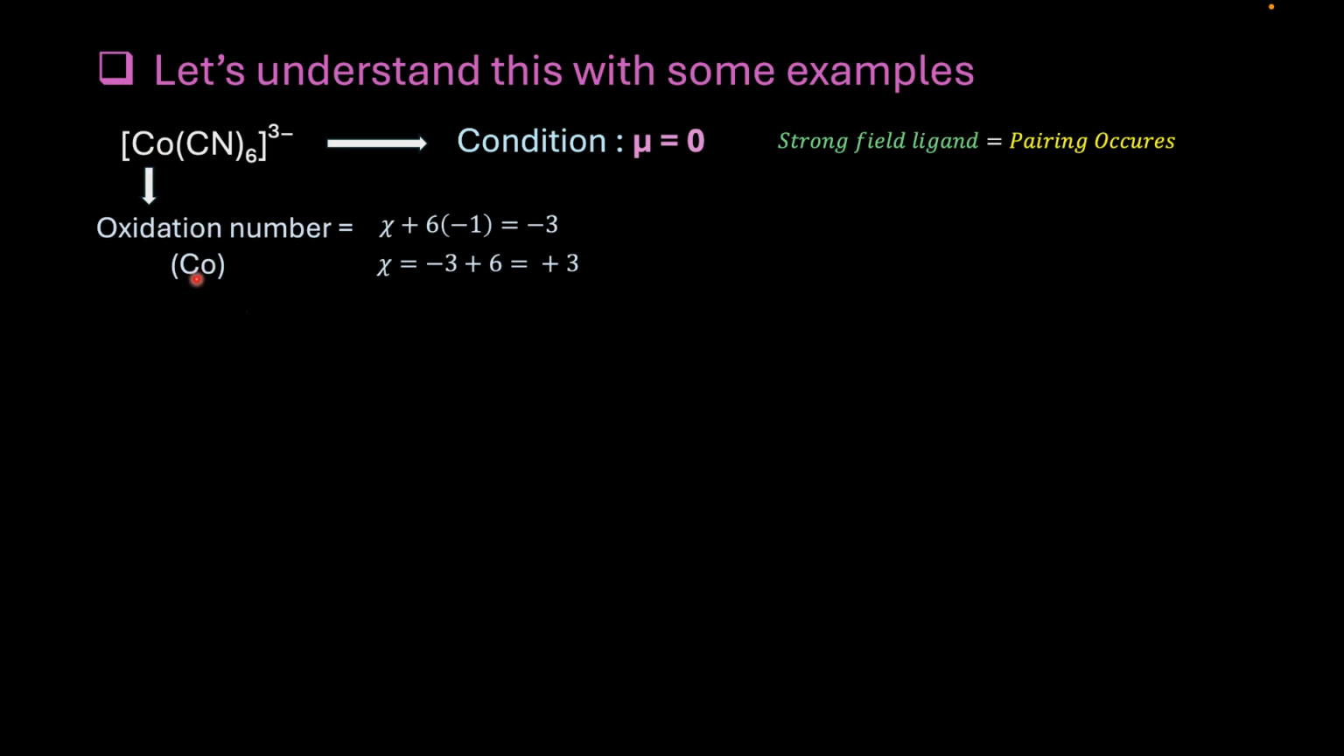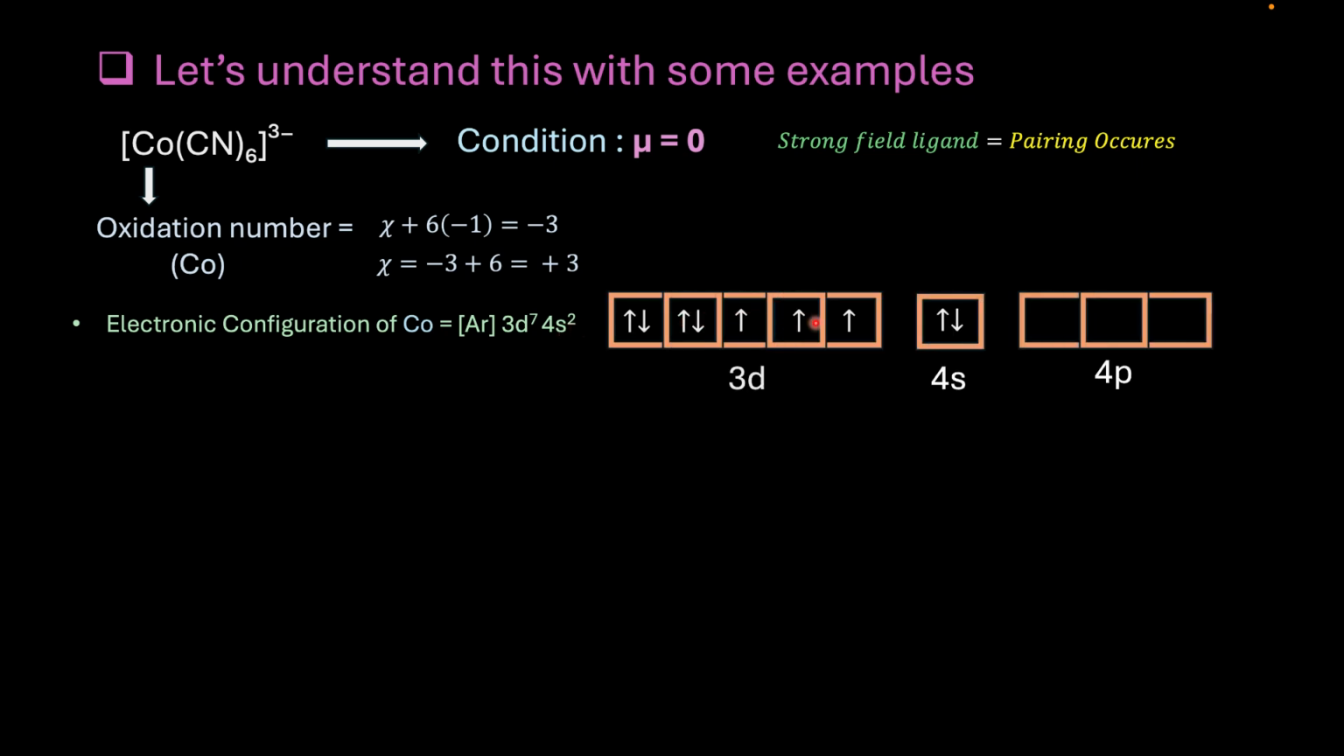So let's first draw the electronic configuration of cobalt. It is argon 3d7 4s2, and let's draw its atomic orbitals. Again we will draw the electronic configuration of the cobalt 3+ ion, that is argon 3d6 4s0, because for the 3+ charge, 3 electrons are donated: from 4s2 two electrons, from 3d one electron.